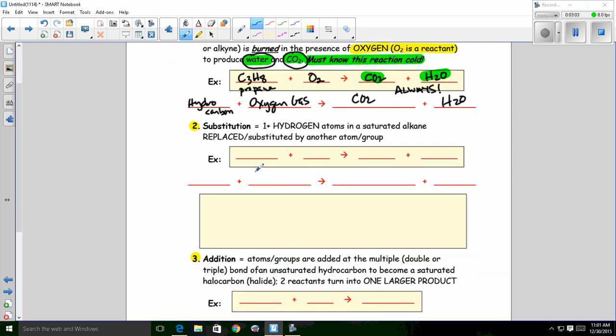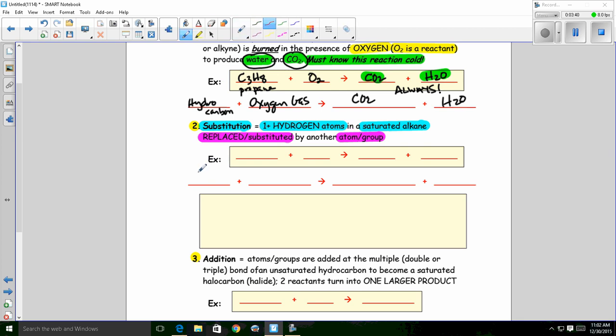Now, the second type of reaction is called the substitution. With the substitution, you're going to have 1 or more hydrogen atoms within a saturated alkane hydrocarbon replaced or substituted by another atom or group. All right, so let's take a look and see what we have here.